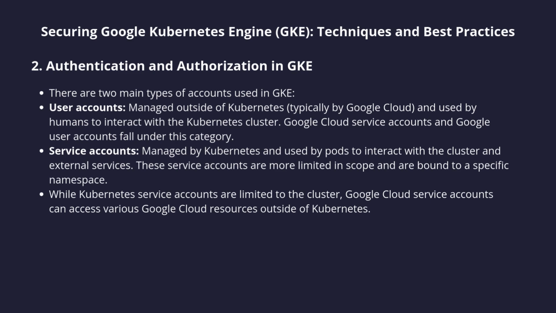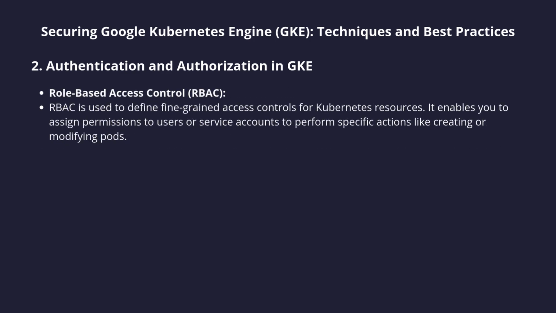While Kubernetes service accounts are limited to the cluster, Google Cloud Service accounts can access various Google Cloud resources outside of Kubernetes. Role-Based Access Control, RBAC. RBAC is used to define fine-grained access controls for Kubernetes resources. It enables you to assign permissions to users or service accounts to perform specific actions like creating or modifying pods.